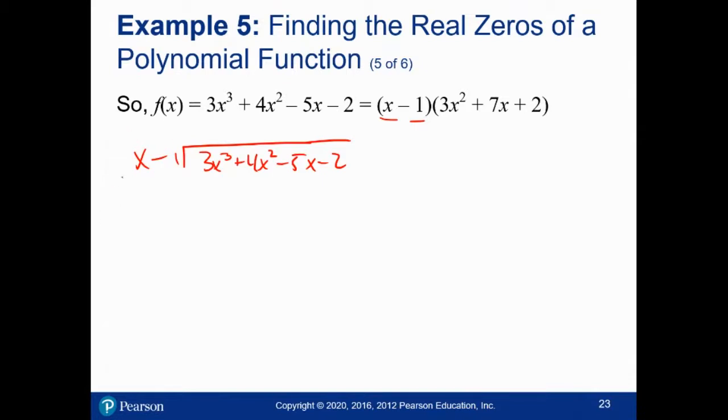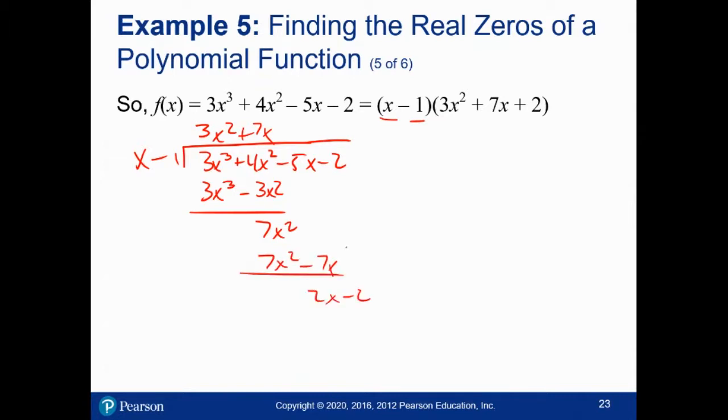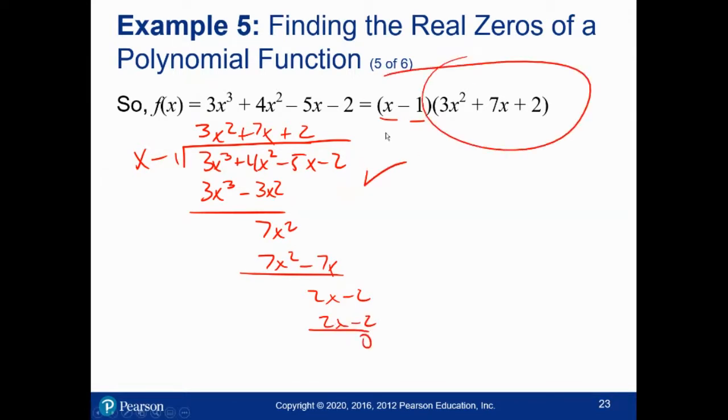So if we do this long division out, we need a 3x squared. That gives me my 3x cubed. Then I subtract that. I have 7x squared, so now I need a 7x. Gives me a 7x squared minus 7x. When I subtract that, I get 2x minus 2. So I'm going to have a plus 2, 2x minus 2, no remainder. And that's exactly what they got right here.